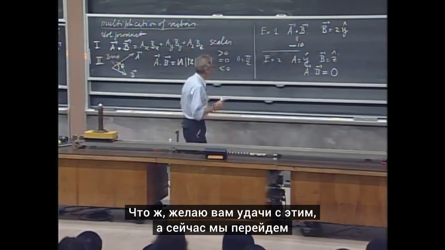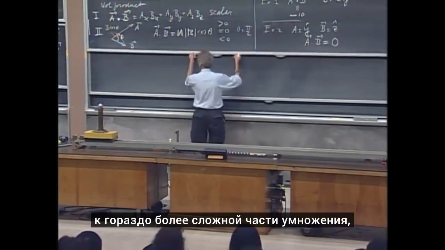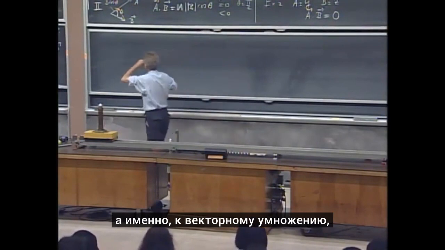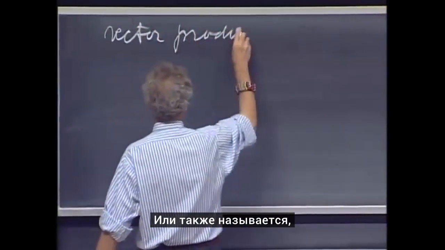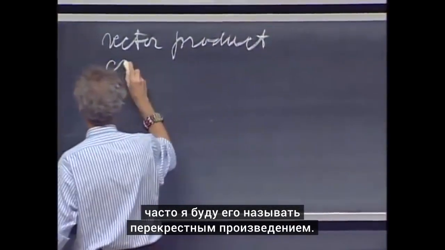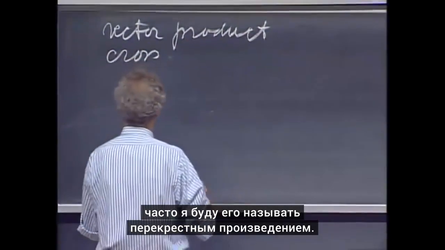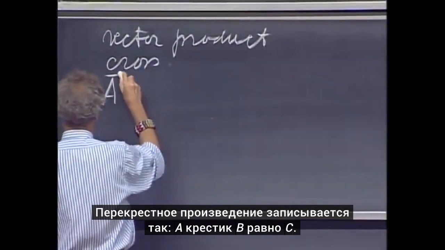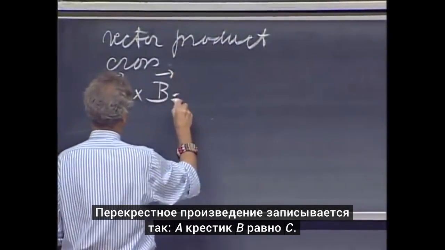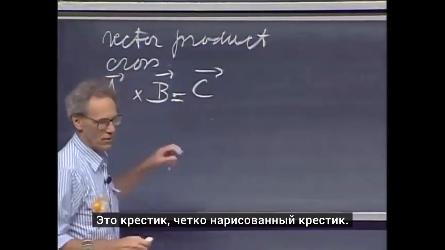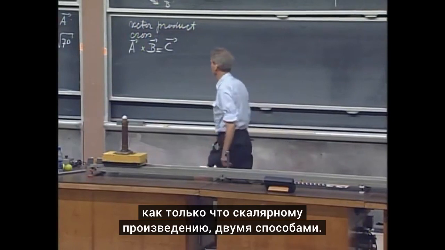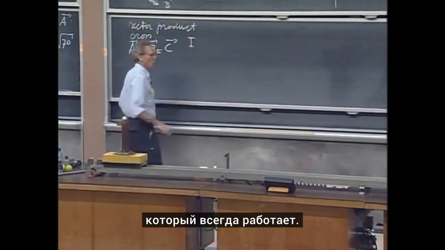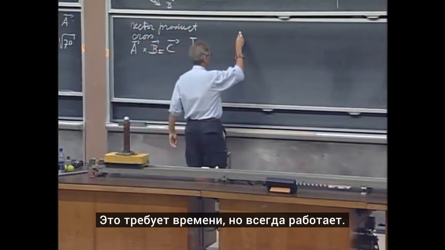And we now go to a way more difficult part of multiplication, and that is vector multiplication, which is called the vector product. Most of the time I refer to it as the cross product. The cross product is written like so: A cross B equals C. It's a very clear cross. I'm going to teach you, just like with the dot product, 2 methods. I will tell you method number 1, which is the one that always works. It's time consuming, but it always works.